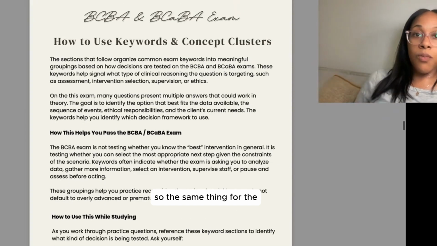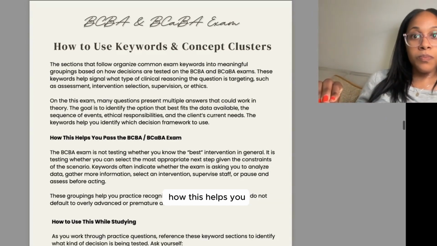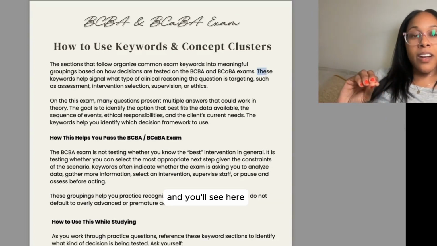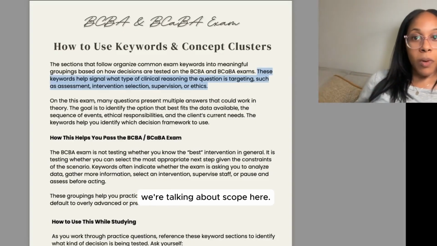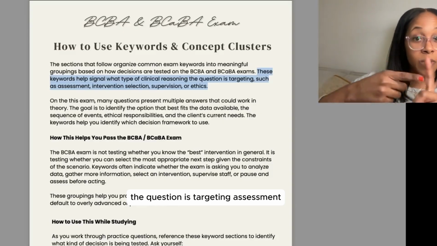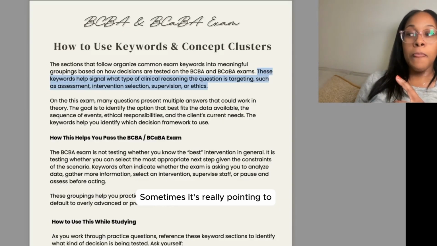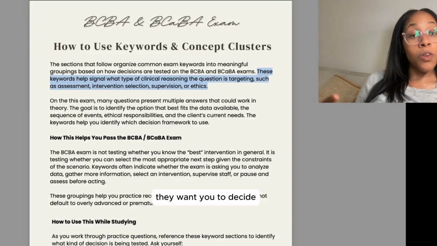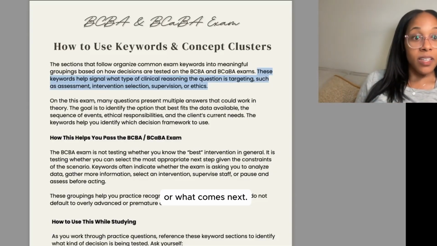So the same thing for the BCBA portion. It goes through how this helps you. And you'll see here the distinction between the RBT side. For RBTs, we're talking about scope. Here, these keywords help signal what type of clinical reasoning the question is targeting: assessment, intervention, supervision, ethics, because sometimes it's really pointing to they want you to decide whether there is a particular decision being made or what comes next.